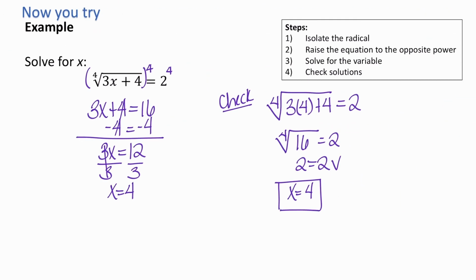So in this problem, we need to raise both sides of the equation to the 4th power to undo the radical. So when we do that and we solve for x, we find that x equals 4. And we can check that by plugging x equals 4 back into our radical equation, which does in fact prove to be true. So that means that x equals 4 is the solution to this equation.